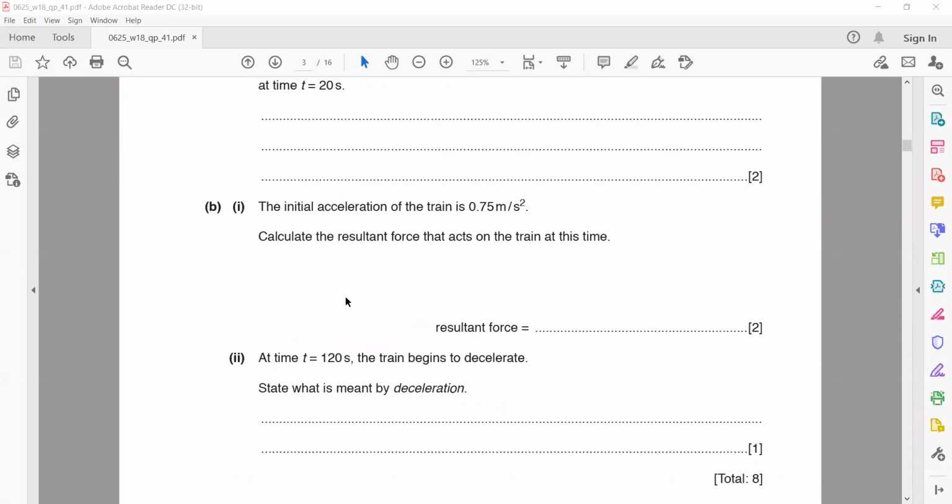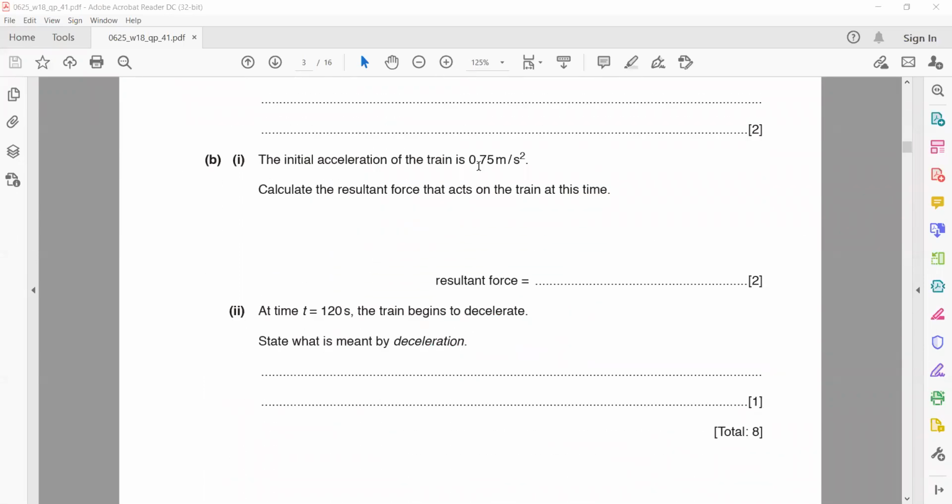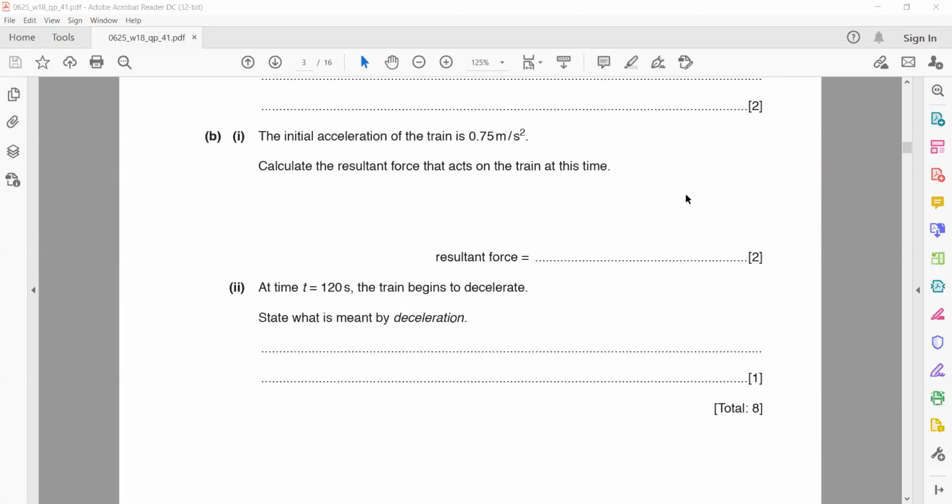The next part: the initial acceleration of the train is 0.75. Use this to calculate the resultant force. So how can we find the resultant force? We have the formula F = ma. So force is equal to mass multiplied by acceleration. The mass is given, 5.6 × 10^5, and the acceleration is 0.75. So when we use this formula, we'll get the force. This F should be capital, which represents the force.